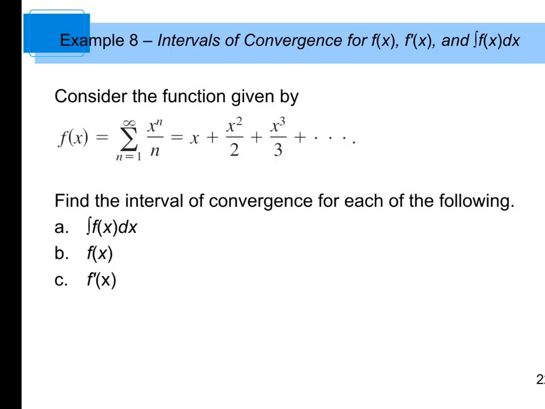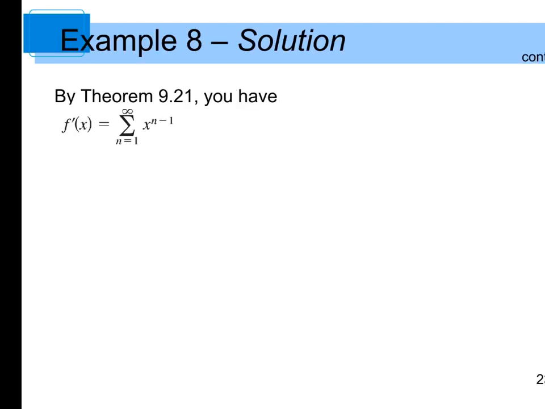Example: interval of convergence for f of x, the derivative of f of x, and the integral of f of x dx. Consider the function given by. Find the interval of convergence for each of the following. So the solution, by Theorem 9.21, you have the given, so it equals 1 plus x squared plus x cubed, and so on.